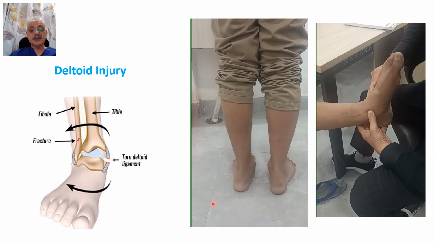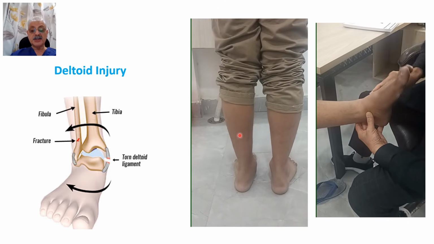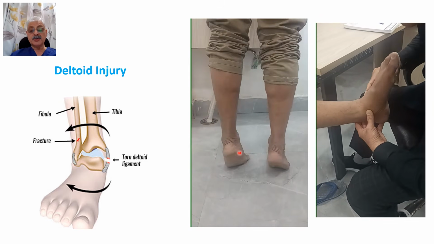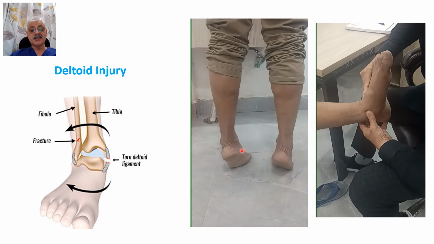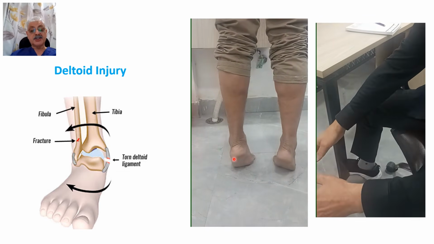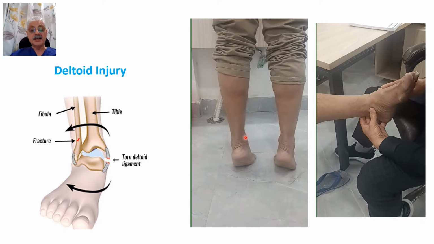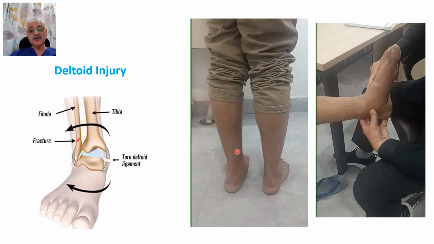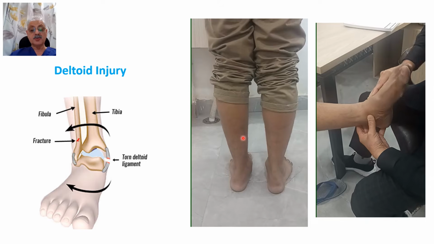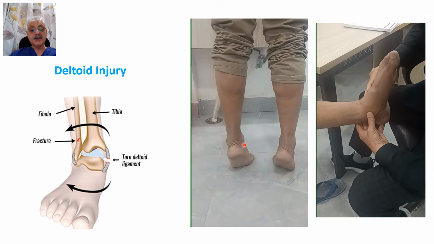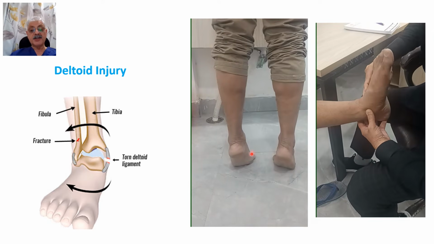In deltoid injury, if you ask the patient to do the heel raise test, you see in this patient on the left side the heel inverts, which suggests that the posterior tibial tendon is working, but still the patient is having medial instability. So if the patient can do a heel raise test but still has a pronation sort of gait and medial prominence when standing, it is suggestive of a deltoid injury.